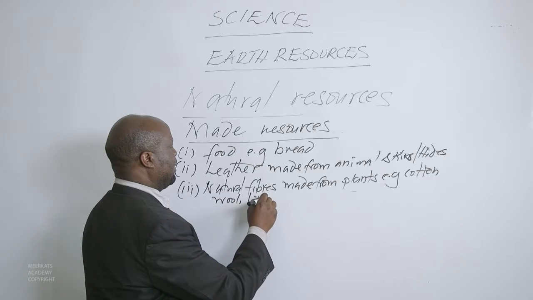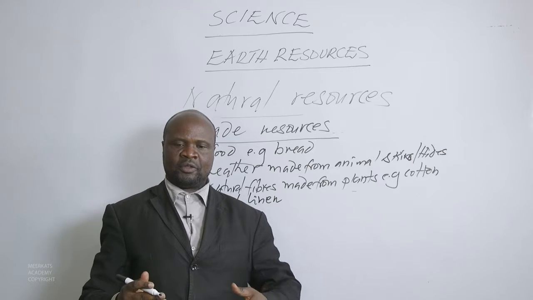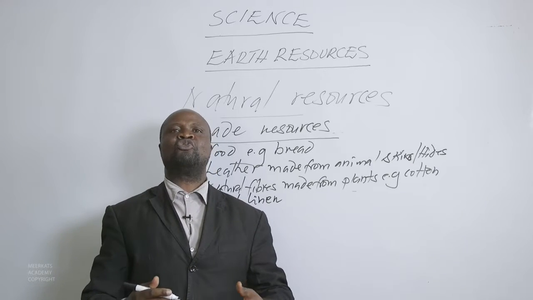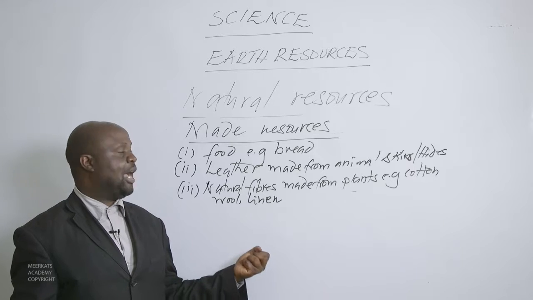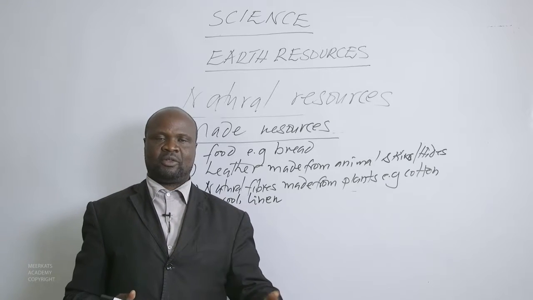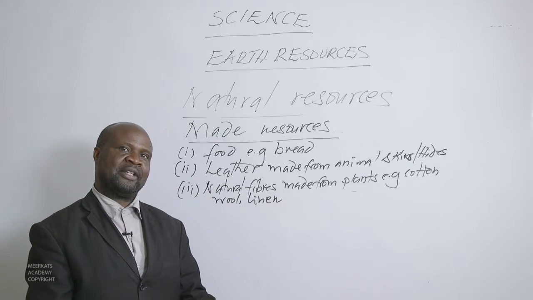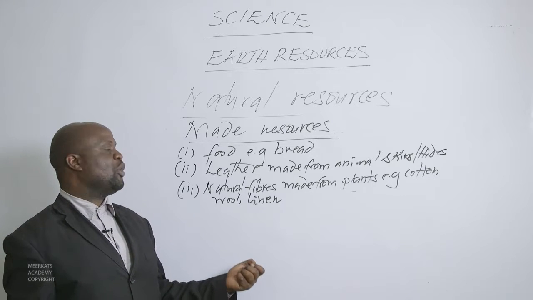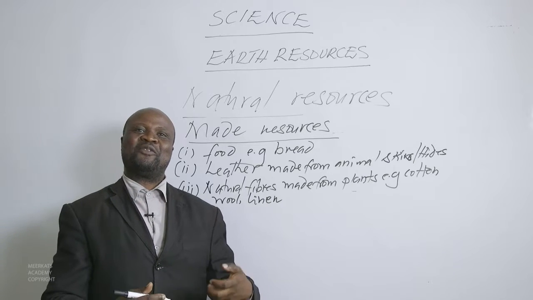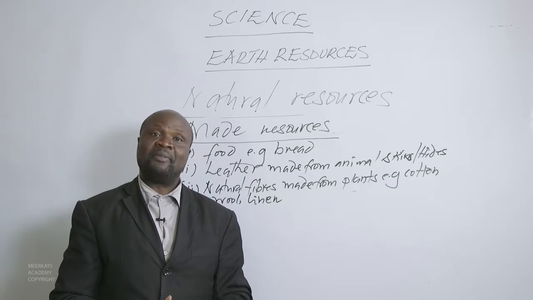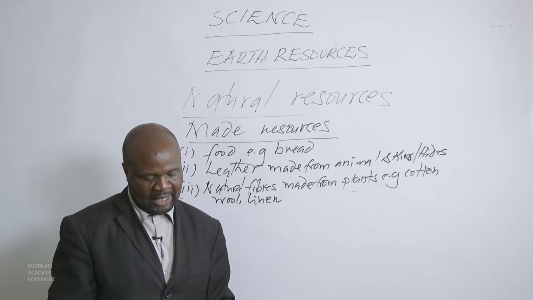You can get linen. And when we talk of wool, we know that farmers who keep sheep, merino sheep, can get wool from them. And from this wool, they can go on to make sweaters, cardigans, blankets, and so forth. So you have come up with a made resource called wool, a made resource called linen, and a made resource from natural fibers called cotton. We are calling them made resources.